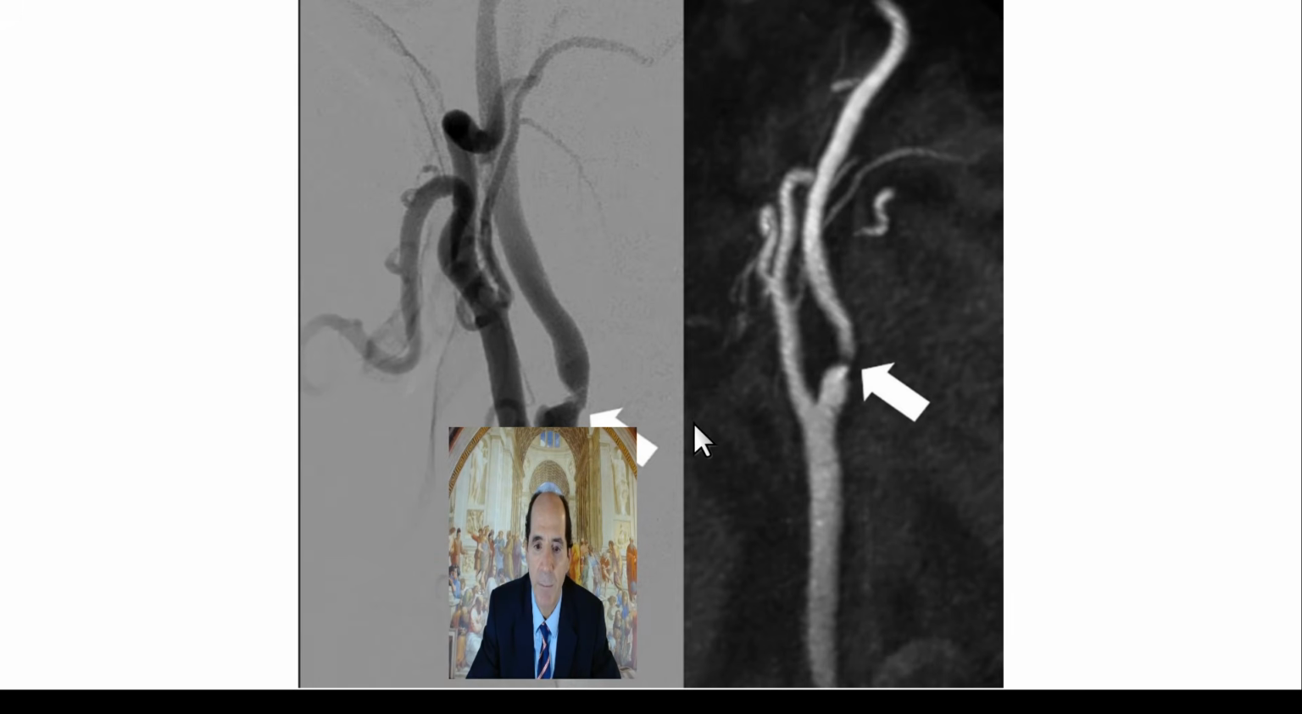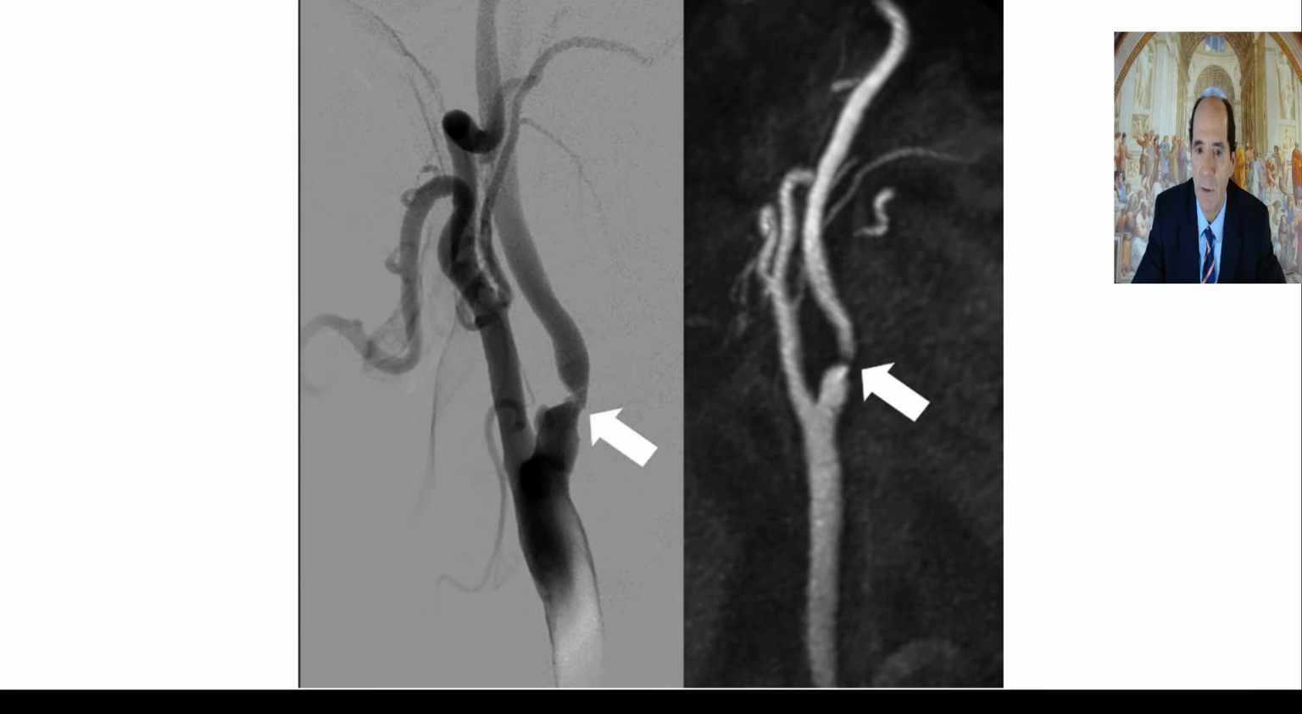Now here's the same situation, a markedly stenotic internal carotid artery. Here's a catheter arteriogram again. We sometimes call that DSA, digital subtraction arteriogram. Here's an MRA from an MRI machine, magnetic resonance arteriogram, and you can see the same stenosis. Okay, MRI tends to exaggerate the amount of stenosis a little bit.